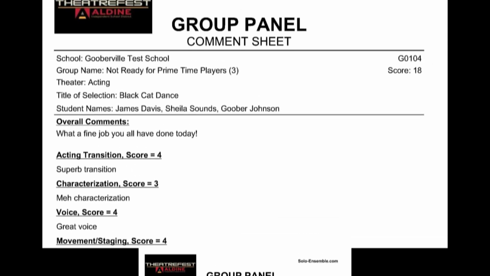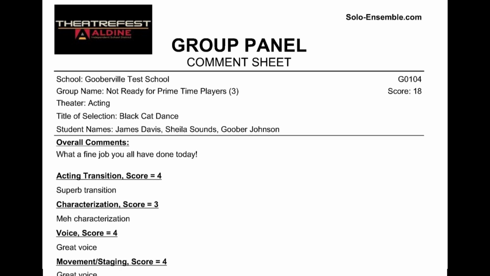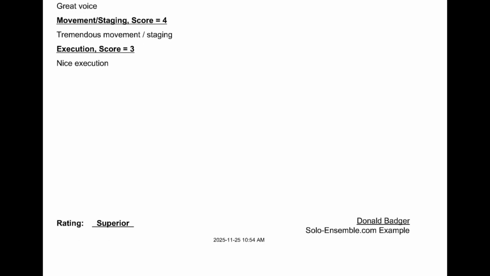Let's zoom in to the top half of the page first. The top part of the group panel comment sheet includes much of the same data as for the solo panel, such as the school, the rubric set, the group ID number, and the performance title. It includes the group name and the names of the student participants. As on all of the other comment sheets, the bottom of the page contains the rating, computed from the final score, the judge name and affiliation, and the time at which this evaluation was created or last edited.